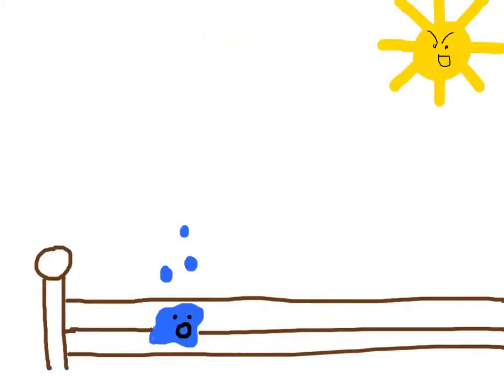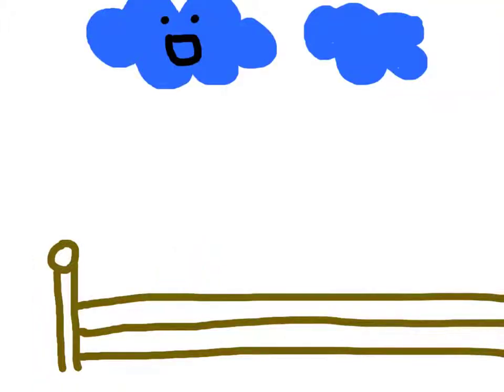But the sun wasn't done yet, and slowly it became so hot that Harry started to vaporize. Soon he became a cloud.